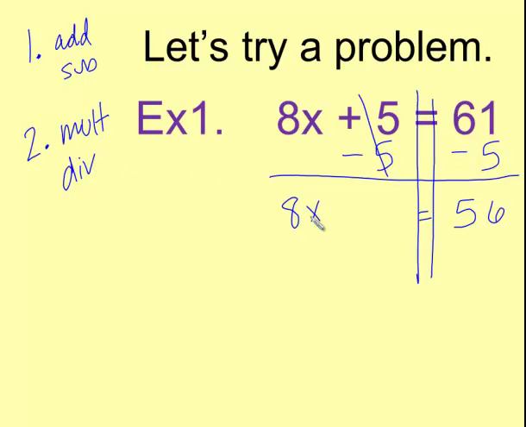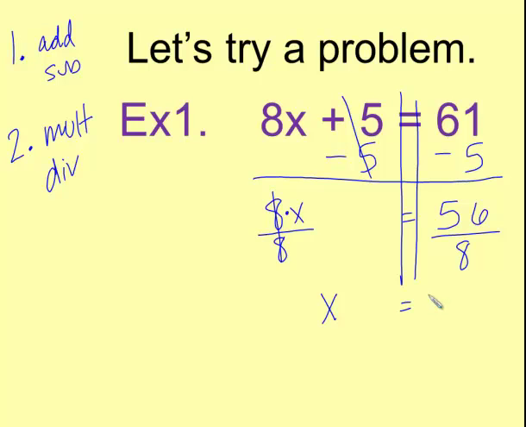Well, right now in my problem, I'm multiplying 8 times x. Remember, there's a little invisible multiplication sign between these two. So, if I'm multiplying, I've got to do the opposite of that. So I have to divide by 8 since I'm currently multiplying by 8. What I do to that side, I've got to do to this side. So 8 divided by 8 gives me 1, so I just get x equals, and then 56 divided by 8. So x equals 7.